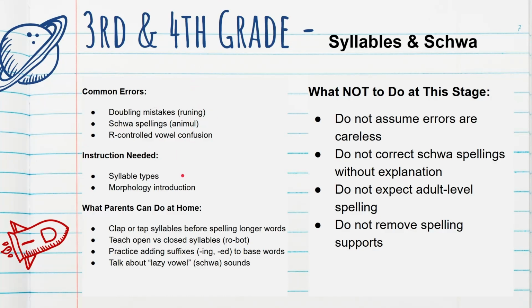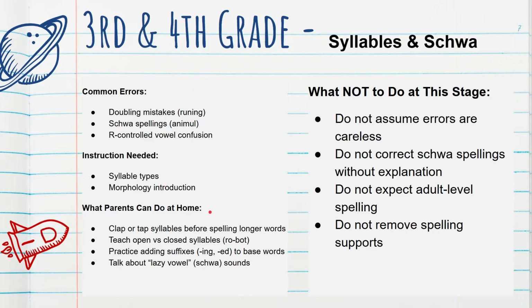Now, the instruction needed is their teacher needs to be talking at this stage about syllable types and morphological instruction. I would even say, something like in my homeschool, we even started syllables in first grade, just as like a slow introduction. And you can still talk about syllables and increase your understanding. Like, you don't have to go through all the types in first grade unless your student wants to, but they should know all of their syllable types by third grade.